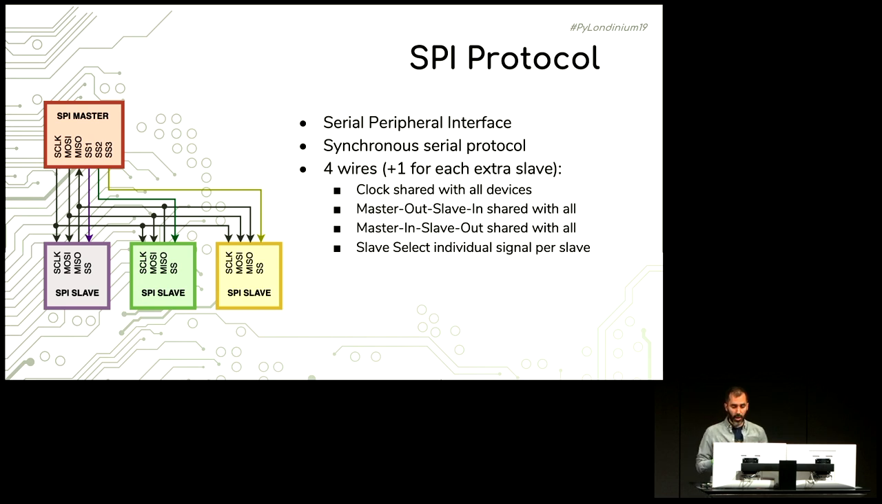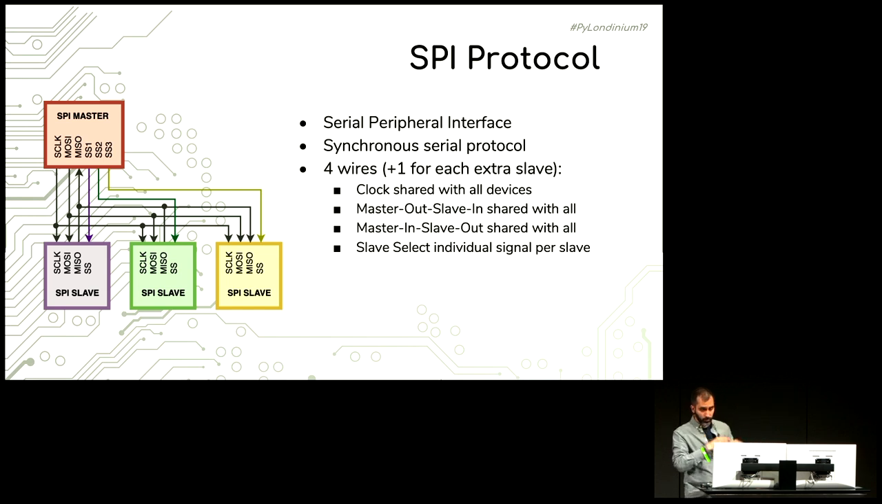And the third protocol is the SPI protocol. It stands for Serial Peripheral Interface. This one is a little bit different. In I2C, we had two bus signals. In SPI, we have three bus signals, and then we have an additional what we call a slave select. But let's look at the common bus first.